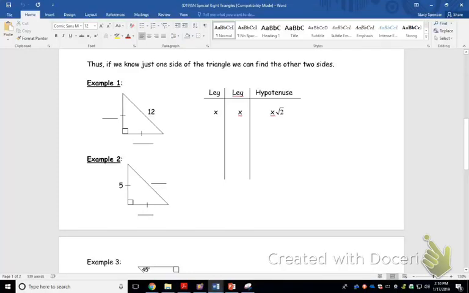So what they will do is they will give you one of the sides, and if it's a special right, you will come over here and you will use the special ratio, okay? So let's take a look at our first example. The 12, is it a leg or is it the hypotenuse? Okay, so we're going to put that under hypotenuse.